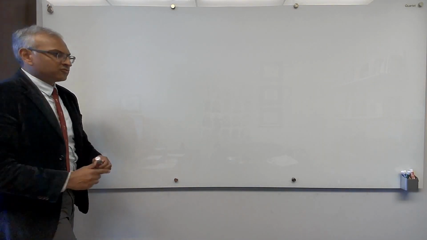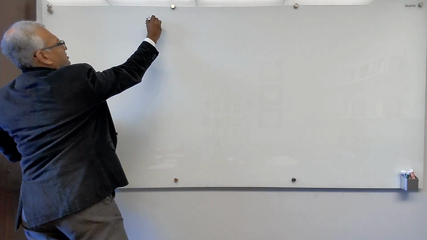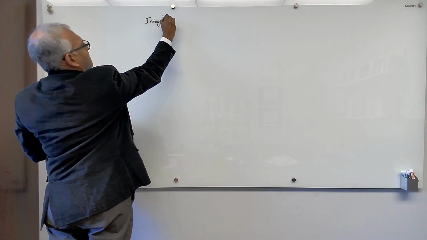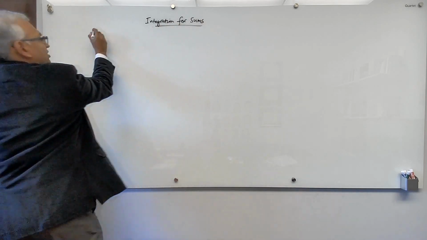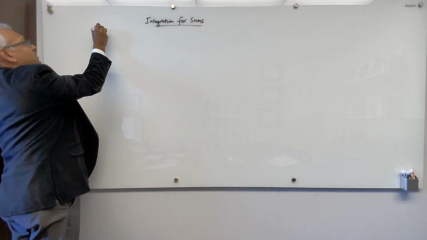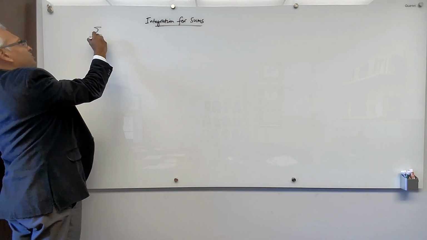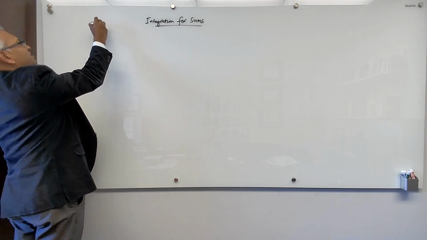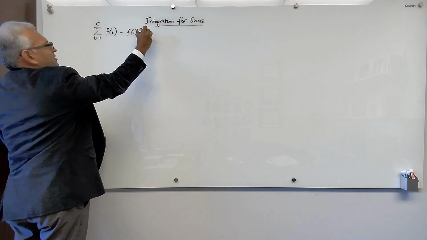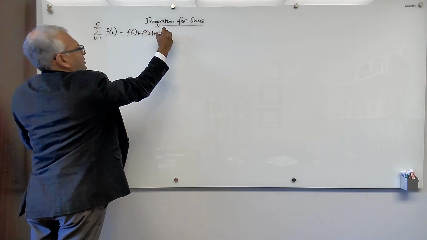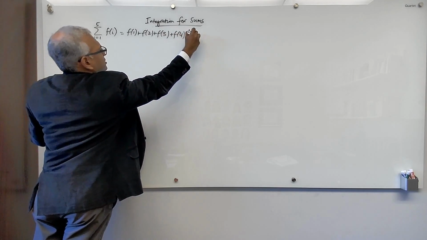Okay, so integration for quickly approximating sums. Integration for sums. Let me remind you what a sum is. We introduce this notation: the sum from i equals 1 to 5 of f of i is f of 1 plus f of 2 plus f of 3 plus f of 4 plus f of 5.